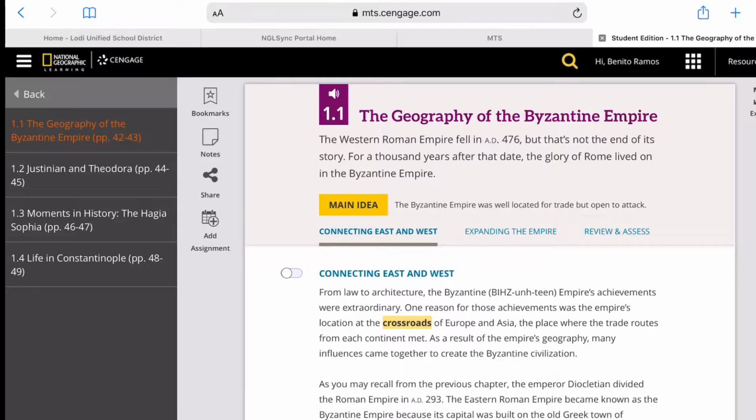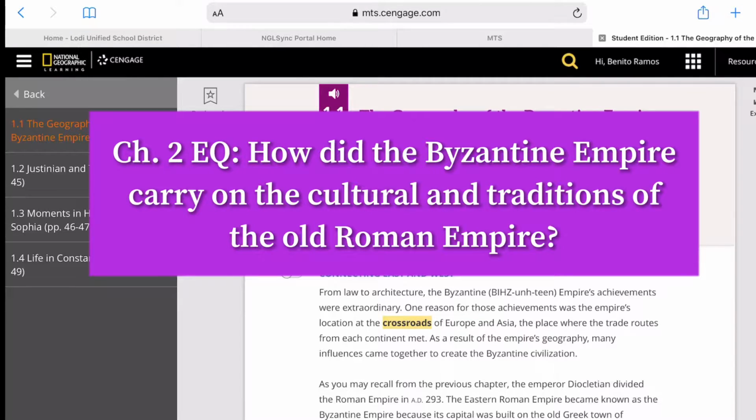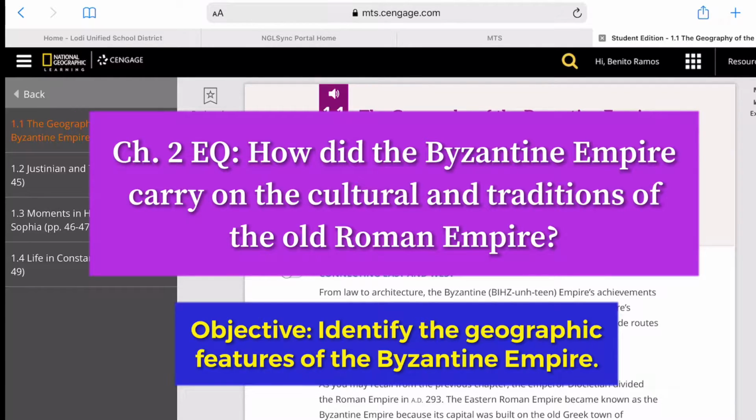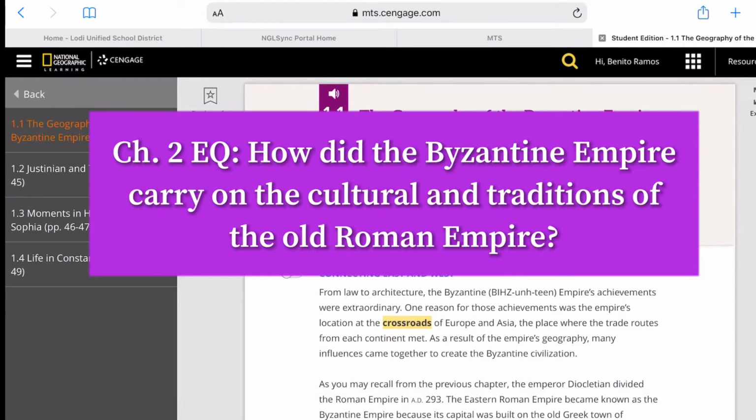Now let's go on to the chapter's essential question, or EQ. How did the Byzantine Empire carry on the culture and tradition of the old Roman Empire? And as for the lesson objective, identify the geographic features of the Byzantine Empire.